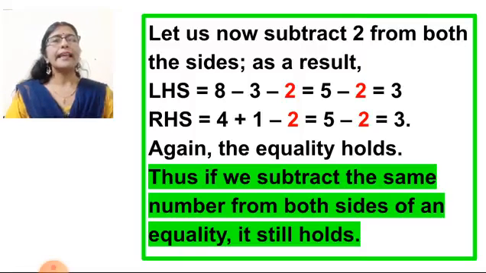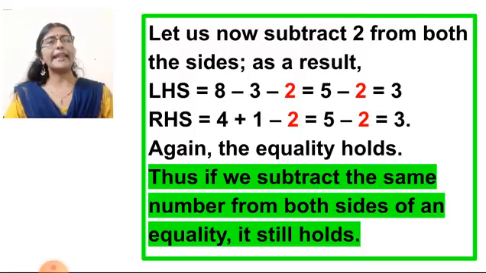As a result, LHS will be 8 minus 3 minus 2. So 8 minus 3 is 5 and 5 minus 2 is 3. Whereas on RHS 4 plus 1 was there. So 4 plus 1 minus 2. So it will become 5 minus 2. And 5 minus 2 is 3. Again you can see LHS is equal to RHS. Again the equality holds. Thus, if we subtract the same number from both sides of an equality, it still holds.